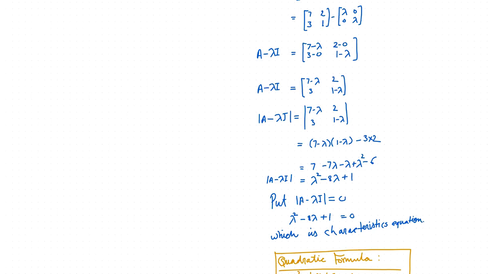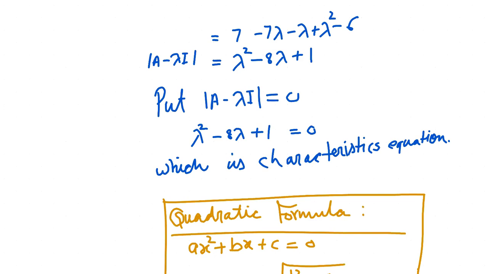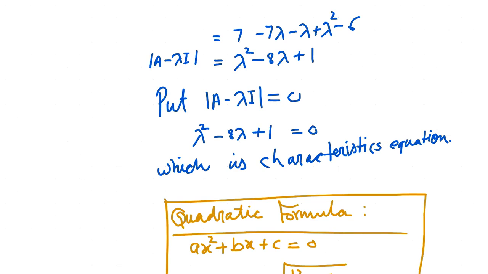Because I have taken a random question. Next question I'll do from your question paper. So lambda square minus 8 lambda plus 1, 7 minus 6 is plus 1. Take it 0.